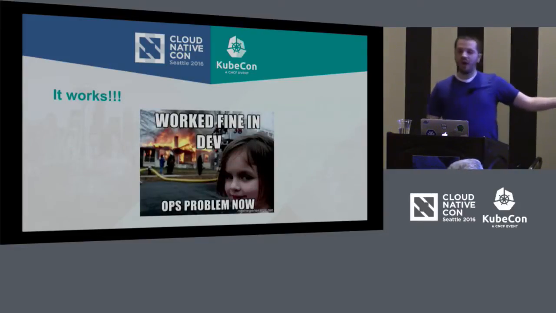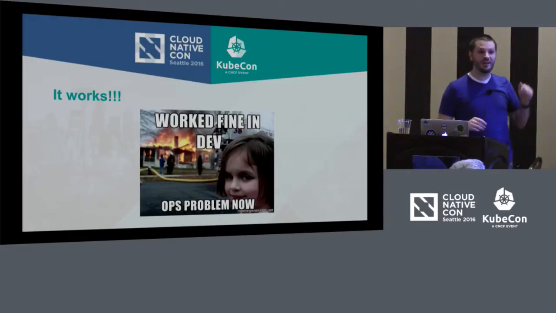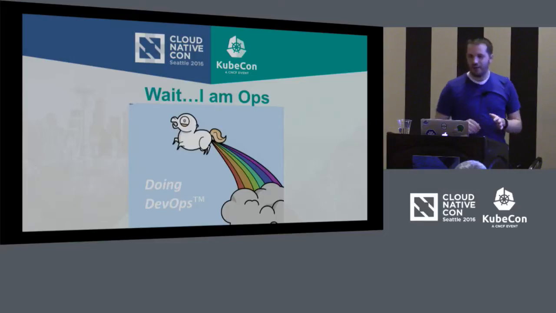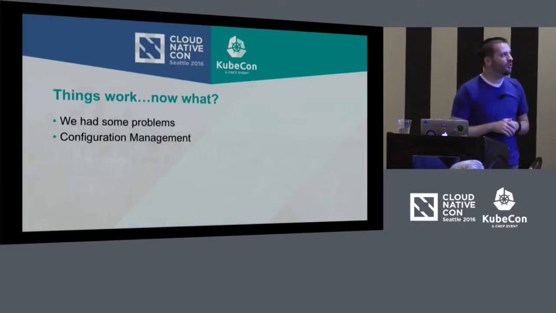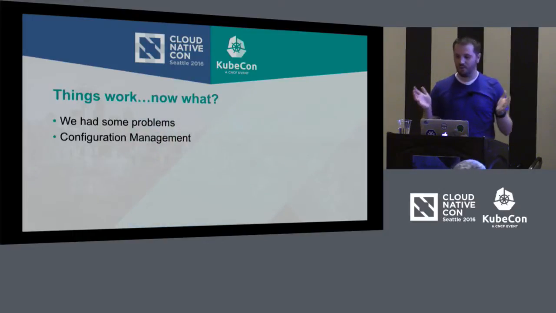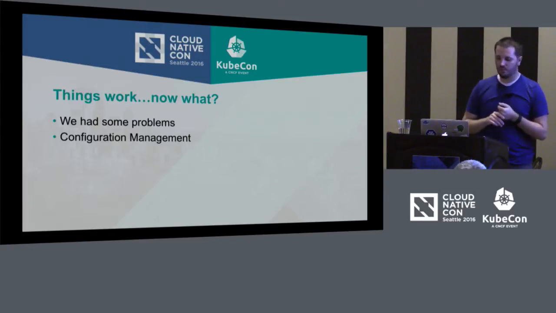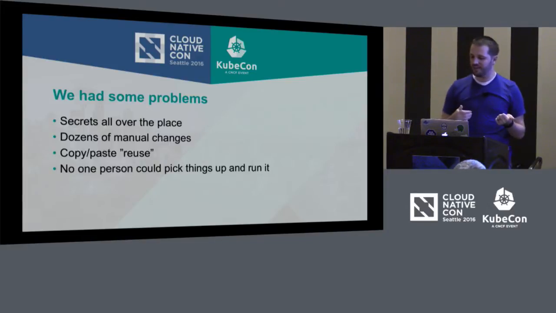So we got it working. And we all love this meme. It works fine in dev, right? But the problem is we do DevOps. So the problem is we are the ops people who just developed ourselves into a corner. So we got to this question of things work, now what? Like, what did we do to ourselves? We had some problems to fix, and I'll go over those and how we fixed them. So the first thing we had was secrets all over the place.